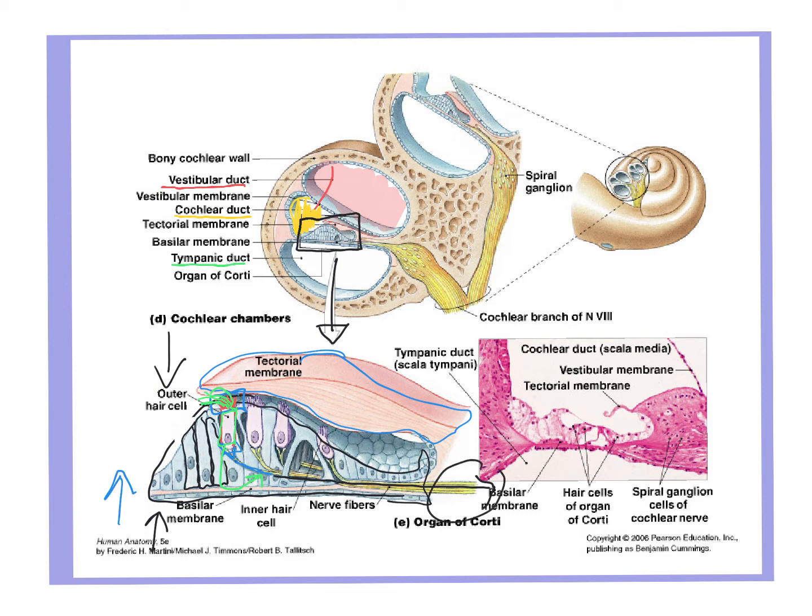This structure right here is a collection of axons, and you know what we call a collection of axons, right? We call it a nerve. That is part of, and you can see it in larger form here, that is one branch of the cochlear branch of cranial nerve 8. Remember, cranial nerve 8 is also called the vestibulocochlear nerve.